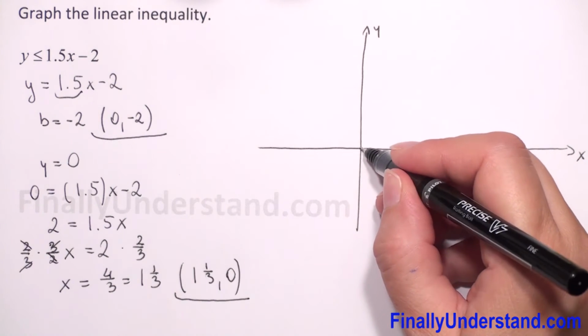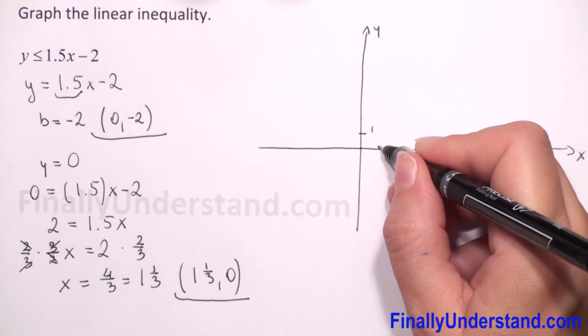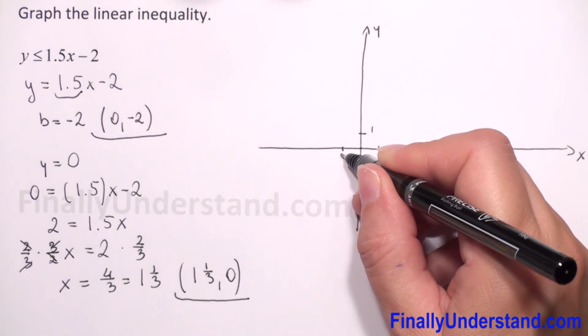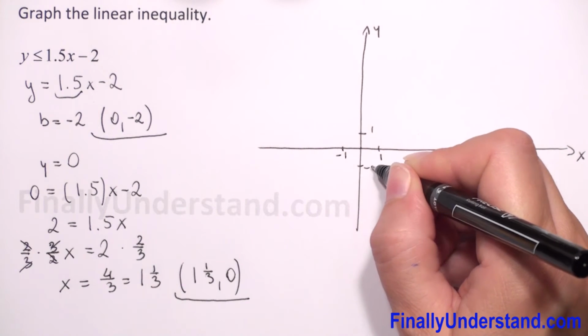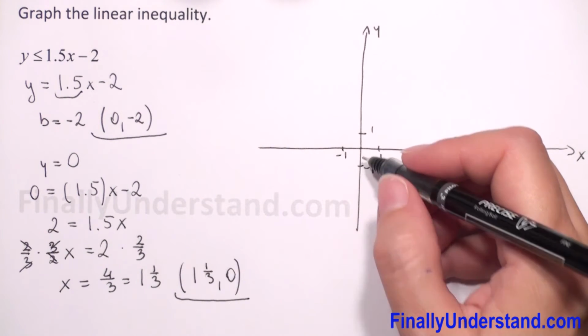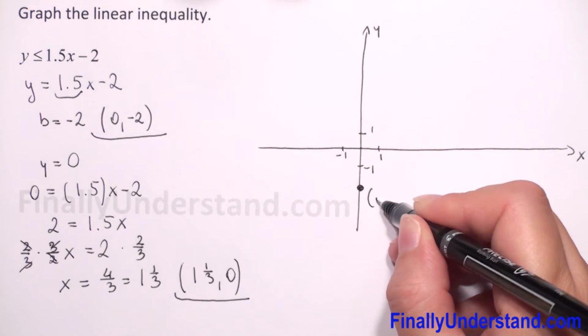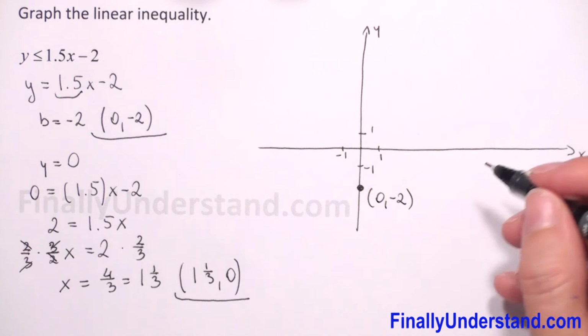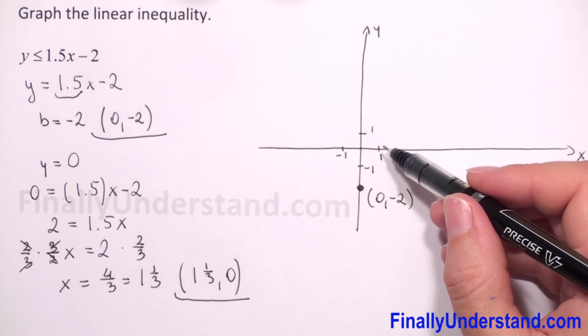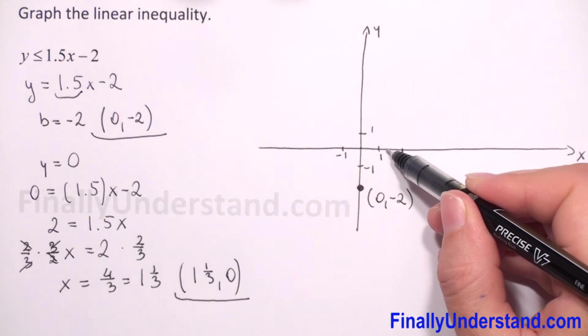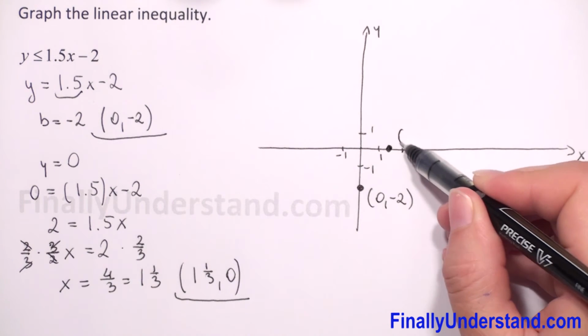So this is 0. We have to choose the unit. (0, -2), (1, -2). The second point is 1 and 1/3. So it's approximately here.